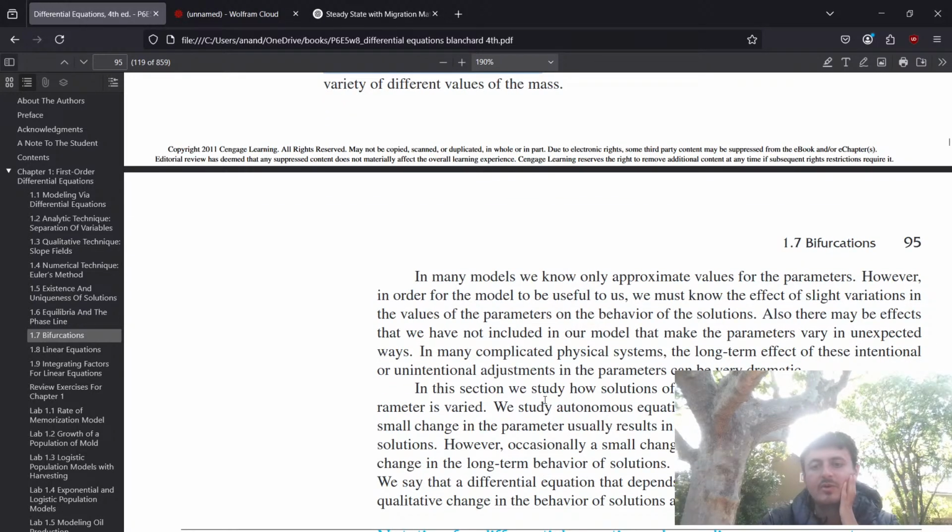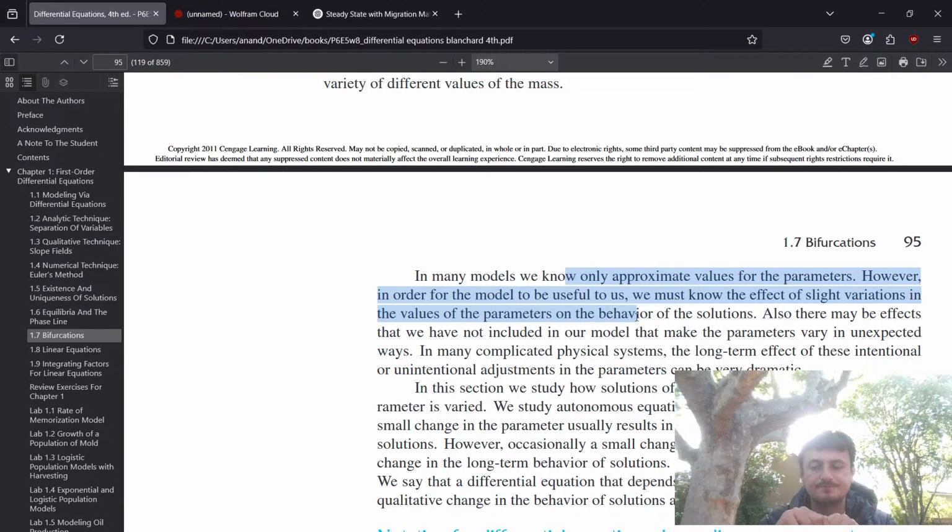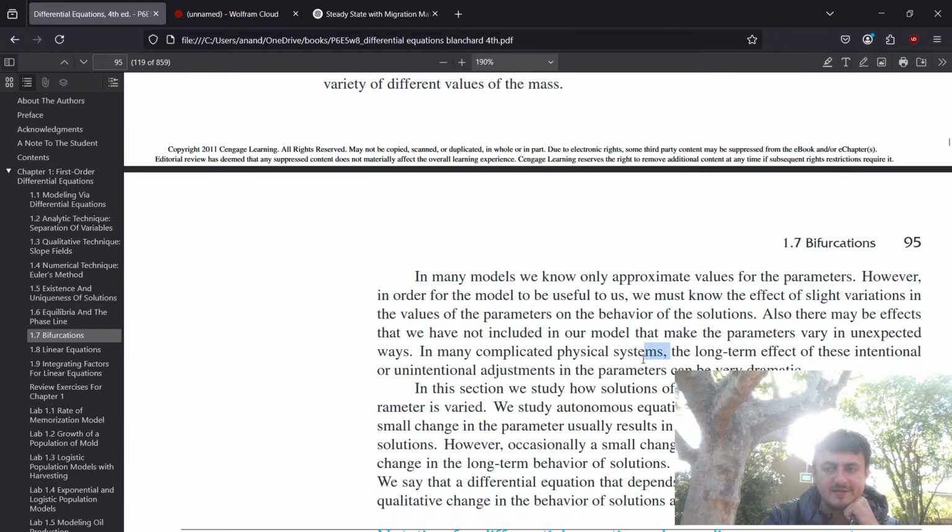In many models, we know only approximate values for the parameters. However, in order for the model to be useful to us, we must know the effect of slight variations in the values of the parameters on the behavior of the solutions. There may be effects that we have not included in our model that make the parameters vary in unexpected ways. In many complicated physical systems, the long-term effect of these intentional or unintentional adjustments in the parameters can be very dramatic.